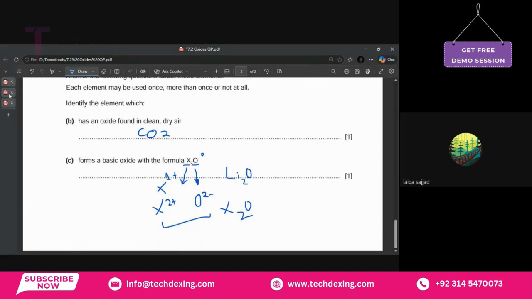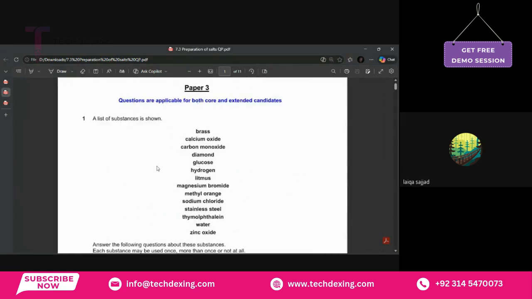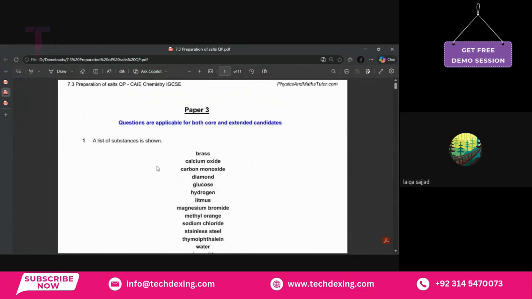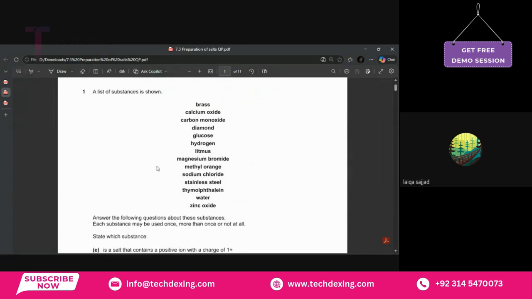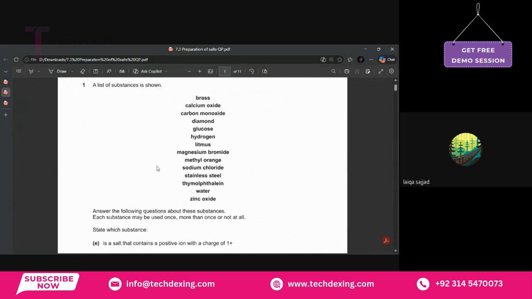Okay, moving forward, this is about preparation of salts. A list of substances is given. Answer the following questions about these substances. Each substance may be used once, more than once, or not at all. State which substance is a salt that contains a positive ion with a charge of +1.